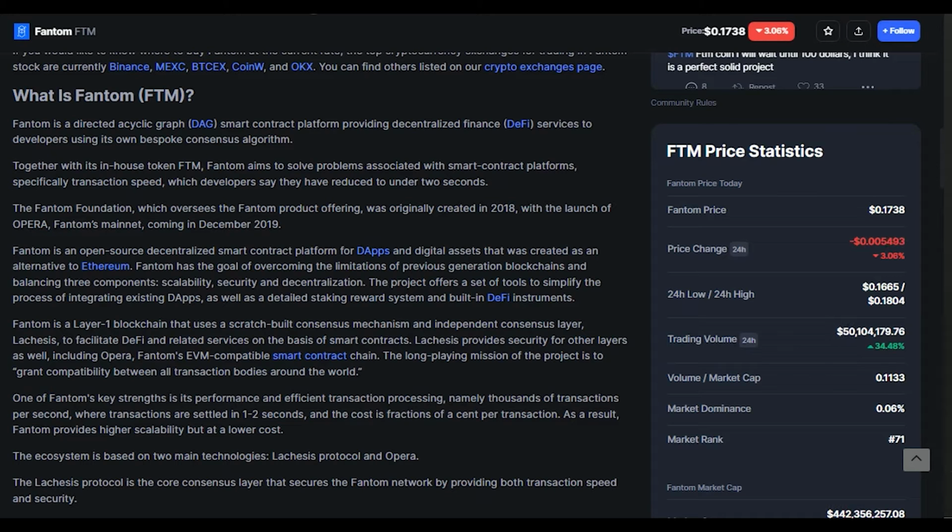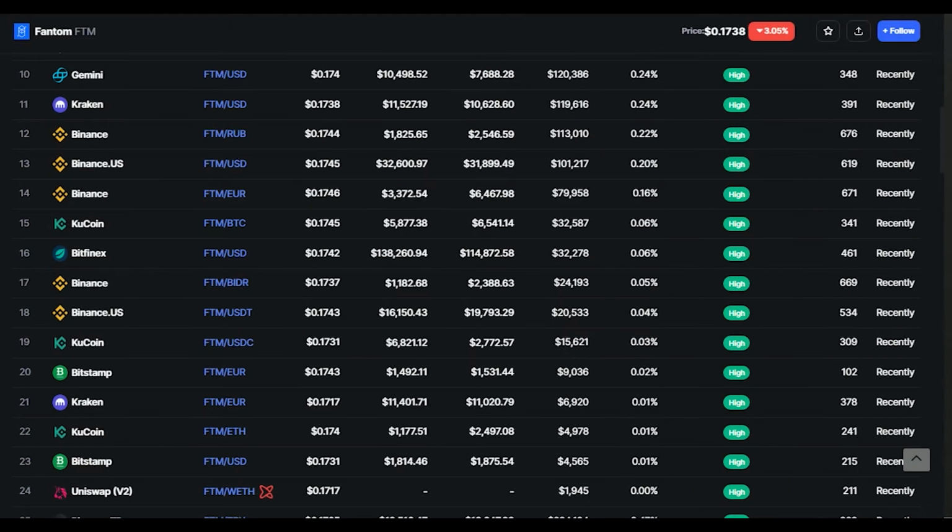So guys, where can we get the Fantom token? We can get it on Gemini, on Kraken, on Binance Exchange, on KuCoin, on Bitfinex, Bitstamp, Uniswap, and any other exchange where you get your favorite altcoin.